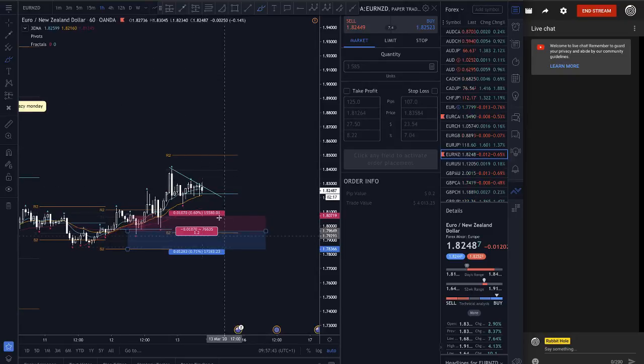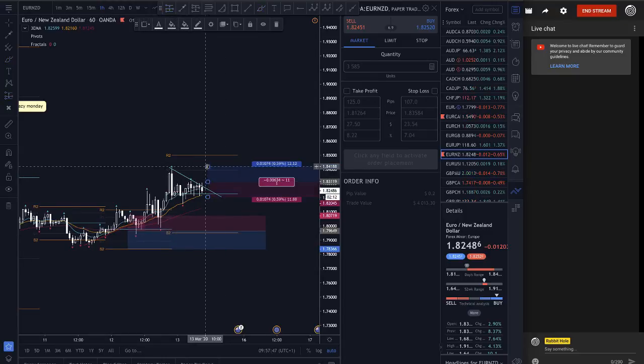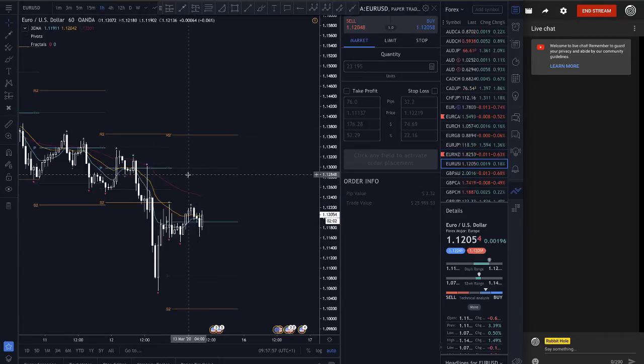Now if you go on the Euro New Zealand, see, I'm waiting for that trade. It didn't break yet. If I get a break of that, I'm trading this sucker up to here. I always look to have at least 1-to-1 risk reward. That should be the bare minimum.